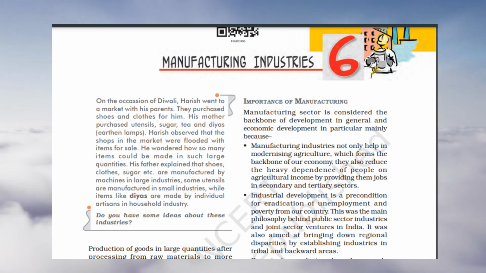His father explained that shoes, clothes, sugar, etc. are manufactured by machines in large industries. Some utensils are manufactured in small industries, while items like diyas are made by individual artisans in household industry. Do you have some ideas about these industries?